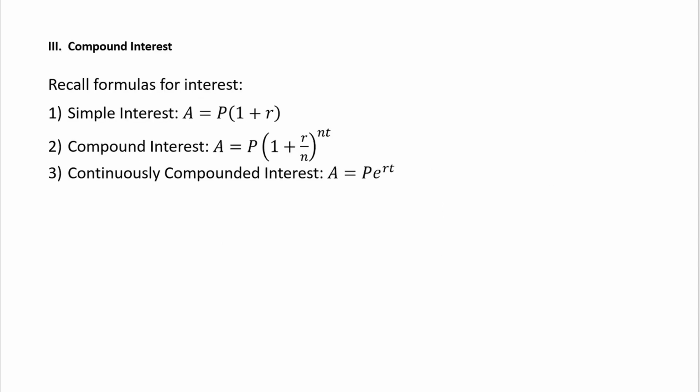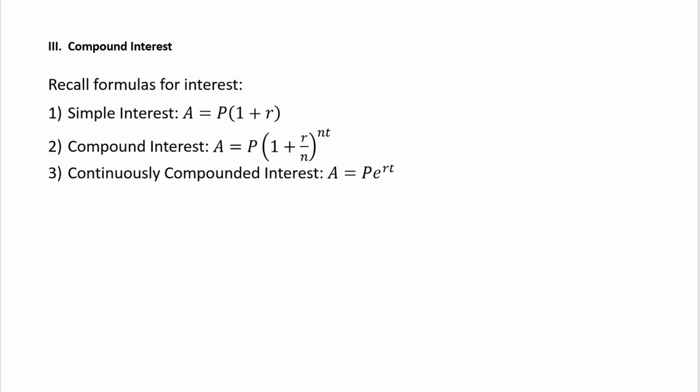Roman numeral 3, compound interest. Let's recall the financial interest formulas. First one is simple interest, written as A equals P times the quantity 1 plus r. Notice that t is missing for time. This is a simple interest formula good for only 1 year. 2. Compound interest is A equals P times the quantity 1 plus r over n, all raised to the power of n times t. Remember, A is future value or account balance. P is principal or present value.